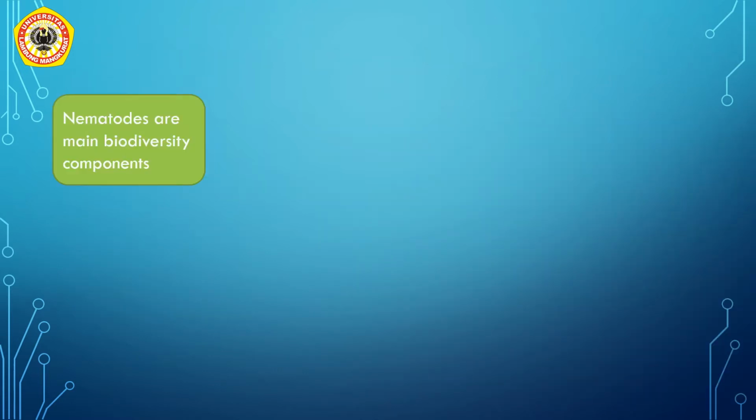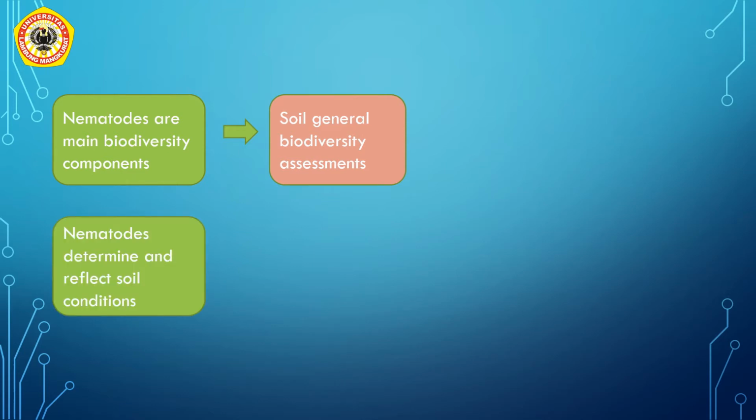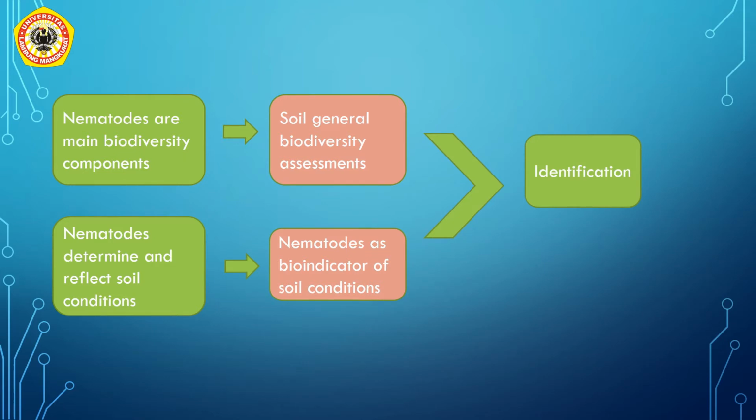Because nematodes are the main components of soil biodiversity, they have the potential use in assessment of soil general biodiversity. Because they are important components of soil ecosystems, to some extent, nematodes can determine and reflect soil conditions. So they have the potential as bioindicator of soil condition or soil health. But in order to achieve the two potentials, we need identification skill.